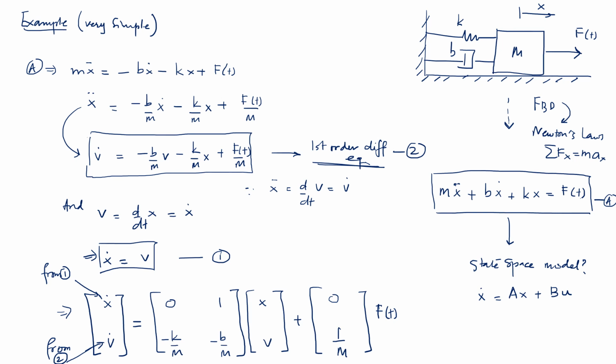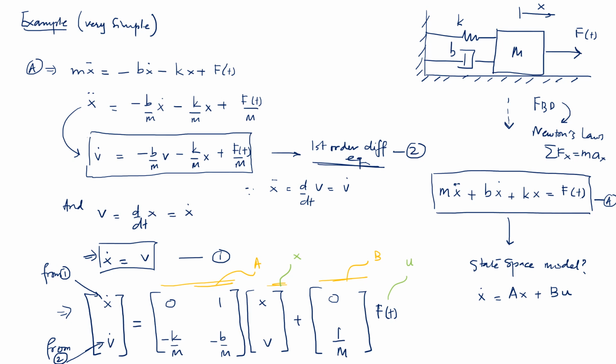Now you can see, let me use a different color just to highlight that you have this as matrix A, this as matrix B, this is the state vector x, and this is the input vector u. And that produces the set of first order differential equations that define the state space model.